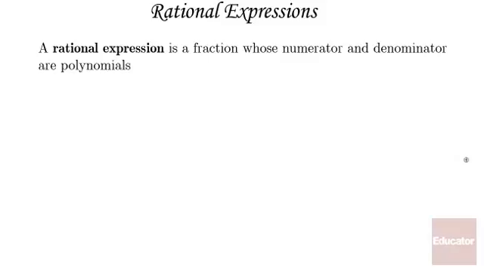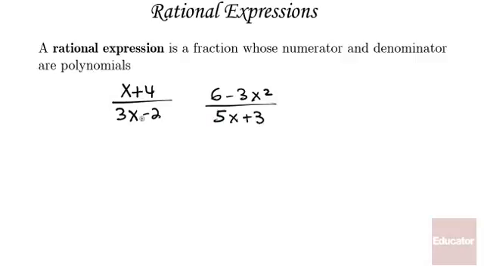Some examples of rational expressions would be x plus 4 divided by 3x minus 2. You see here what you have is a quotient, just like with any other fraction. Or 6 minus 3x squared over 5x plus 3. They could be more complicated or less complicated, but this is the idea of what a rational expression is defined as.